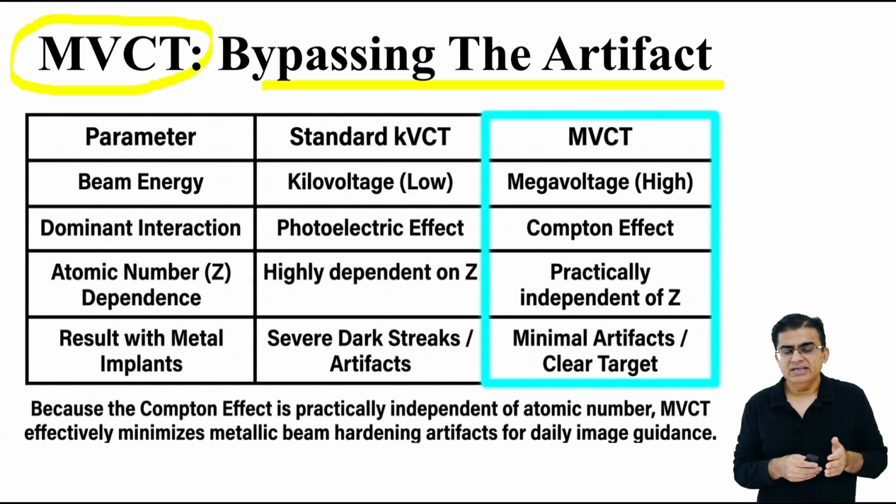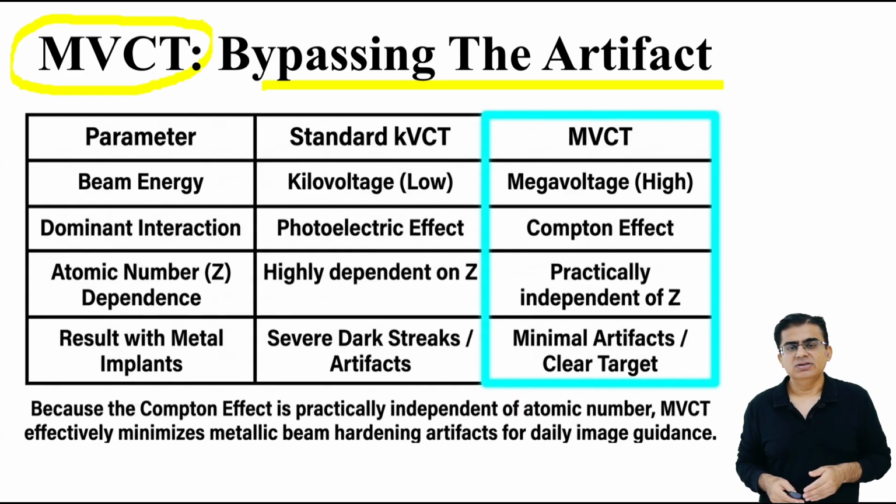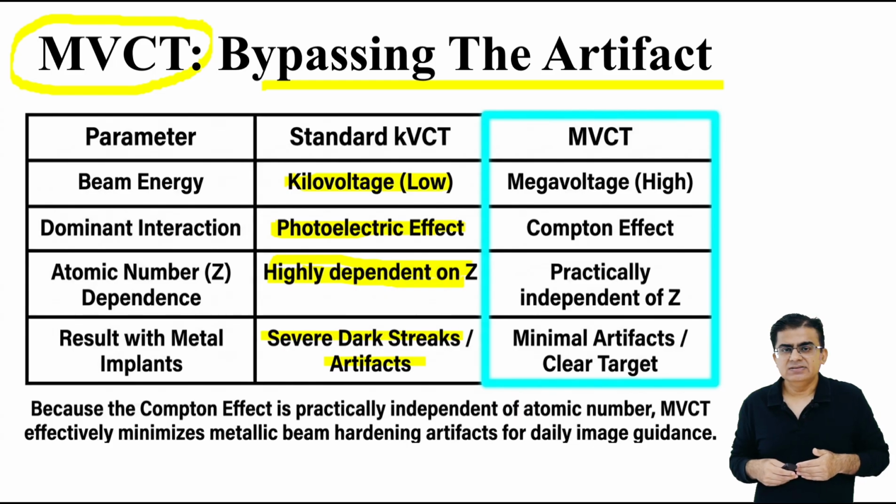Let us clearly compare the standard kV-CBCT and MV-CBCT line by line. Please look at the middle column for standard kilovoltage CT. Standard CT uses a low energy kilovoltage beam. Because the energy is low, the dominant physics interaction is the photoelectric effect. As you already know, the photoelectric effect is highly dependent on the atomic number. So, when the beam hits a dense metal implant, it gets intensely absorbed and creates severe dark streaks.